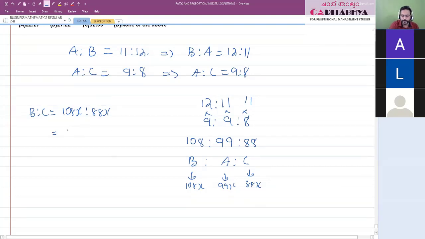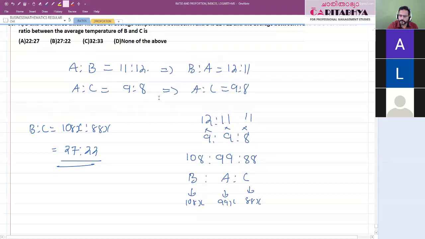4. 27 into 4 is 108, so 27 is to 22. 27 is to 22. Any doubt on A is to B? Is the question clear?